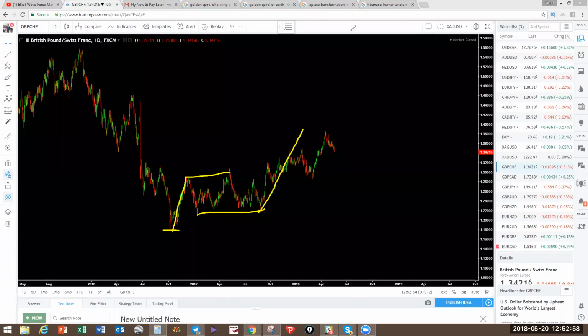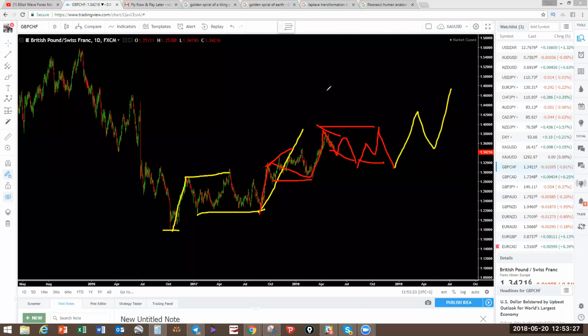All right, so the question is whether this is a running flat here in the middle that makes this a 1, 2, 3. And then if that is the case, we may be getting here a 1, 2, 3 pullback here in red, maybe another one for progression to the upside in 3 waves. Okay, so that is just one possibility there.